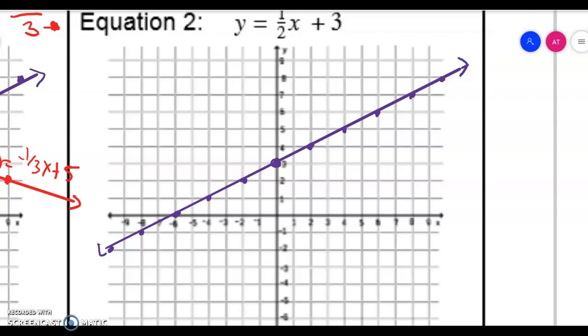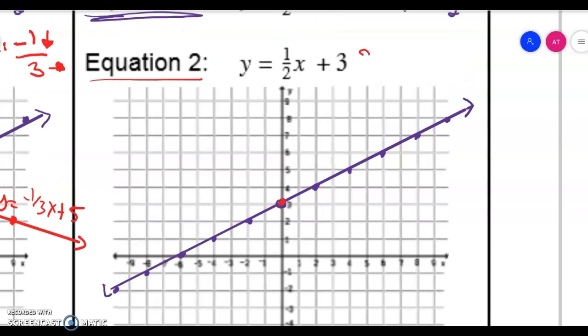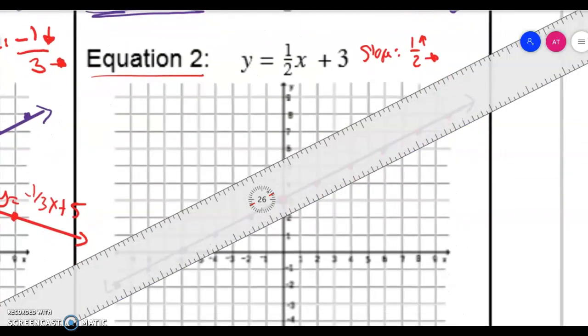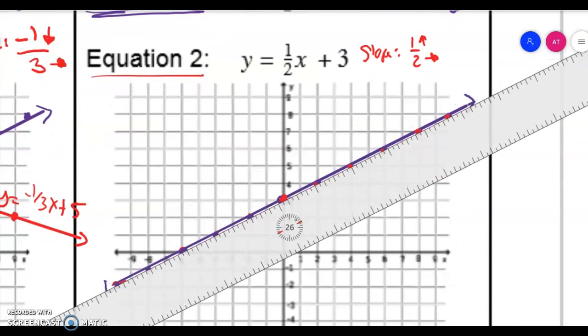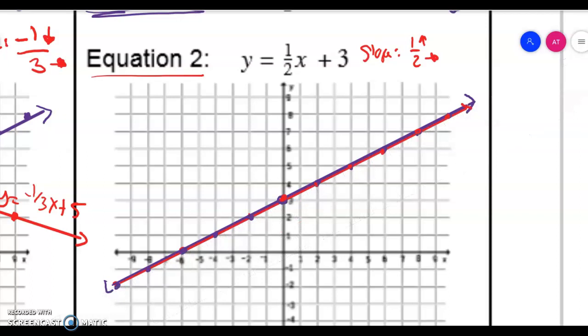Alright, so that was my first equation. Now I'm going to graph equation number 2. It starts at 3 again, and it also has a slope of 1 over 2, so up 1 and to the right 2. Interesting. You notice something about this? Both of these lines are right on top of each other. They're the same line. Interesting. That's pretty weird. Never seen that before.